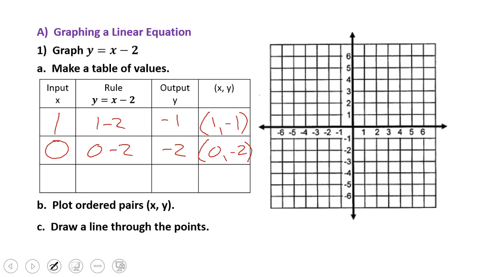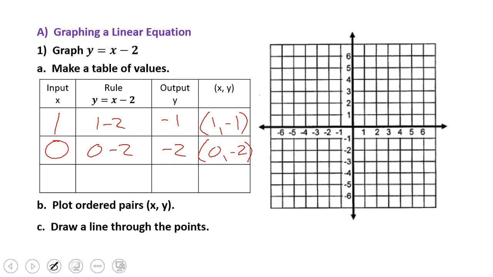Now, ladies and gentlemen, we need 3 numbers. If we only graphed 2 numbers and drew a line, we wouldn't really know if that line was accurate or not. Because if we did our math incorrectly on one of those rules, we wouldn't know. So we want a minimum of 3 points, 3 ordered pairs. So we want to pick 3 inputs.